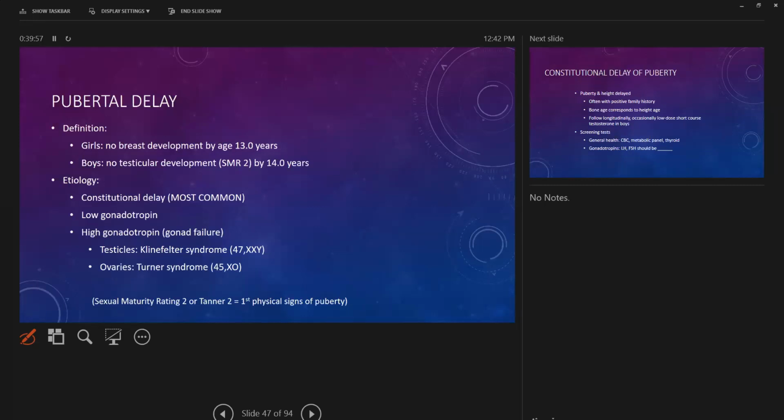We got to talk about pubertal delay, as we may find this in primary care. The definition is, for girls, if there's no breast development by age 13, and for boys, if there's no testicular development by age 14. And then we use the Tanner scale and things like that to see where they are. And the etiology is sometimes a constitutional delay, which is the most common. Also can be a low gonadotropin or high gonadotropin in gonad failure.